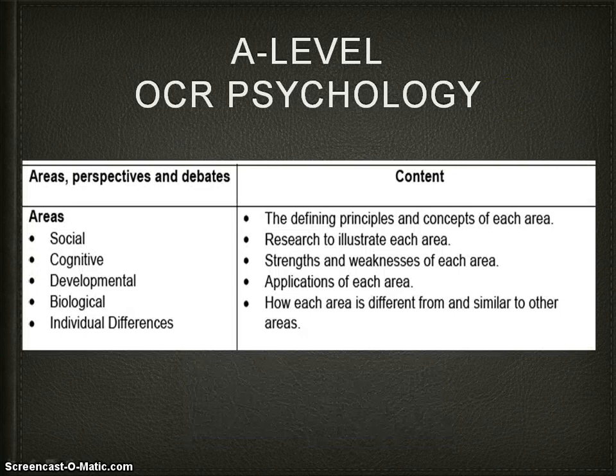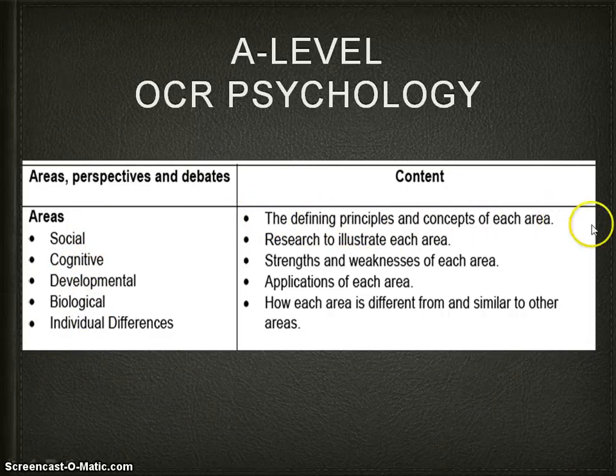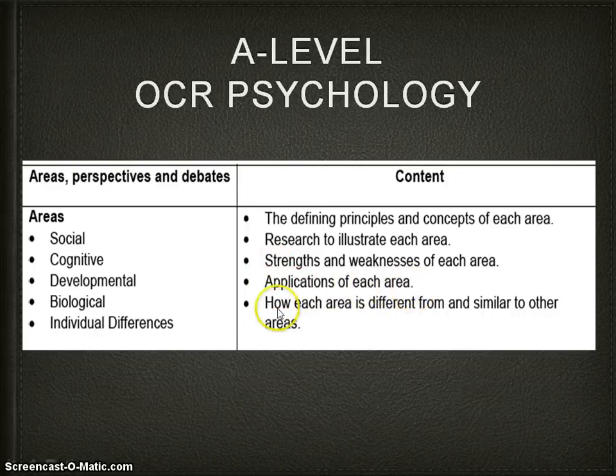And first of all, let's have a look at the specs. So, what do you need to know for each of the areas? In this case, the social approach, you need to know the defining principles and concepts. And so, we're going to have a look at that. We're going to mention a couple of bits of research, but obviously, the core studies in this area are the ones that you want to focus on for that. We're going to have a look at a couple of strengths and weaknesses, and you'll be discussing the applications of the area and how it's different and similar to the other areas in class.